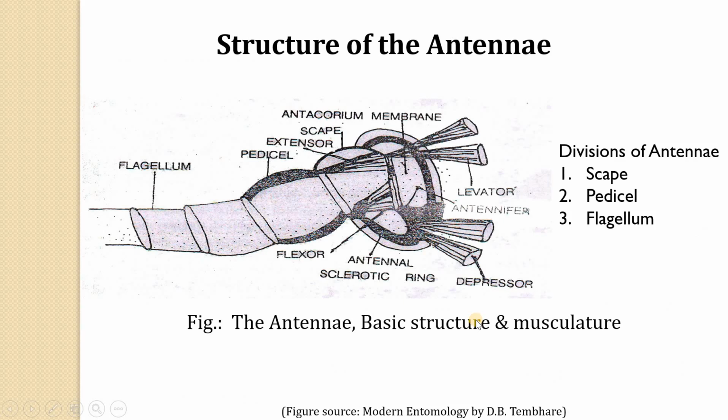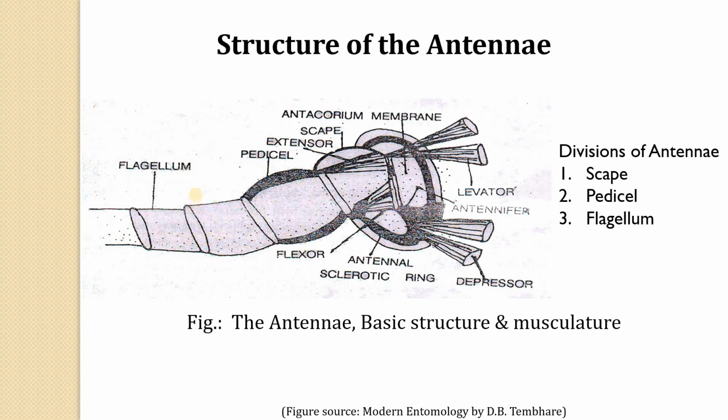So let's see first of all the structure of antennae. The antennae of an insect are typically composed of a basal segment known as the scape, then a middle segment known as the pedicel, each a single segment. The terminal portion of the antennae generally has multiple segments, and this is referred to as the flagellum.